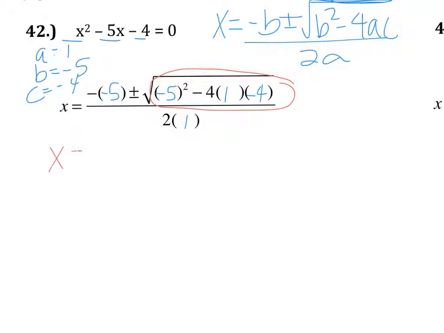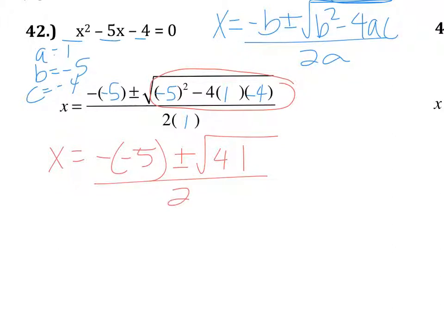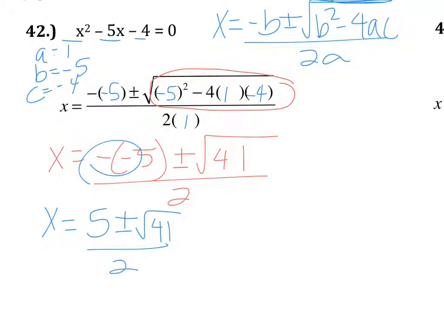So we have x equals negative times -5 plus or minus the square root of 41, divided by 2. What happens is these two negatives, kind of looks like a face there, these two negatives are going to turn to positives. This actually becomes x equals 5, because a negative and a negative make a positive, plus or minus the square root of 41 divided by 2.